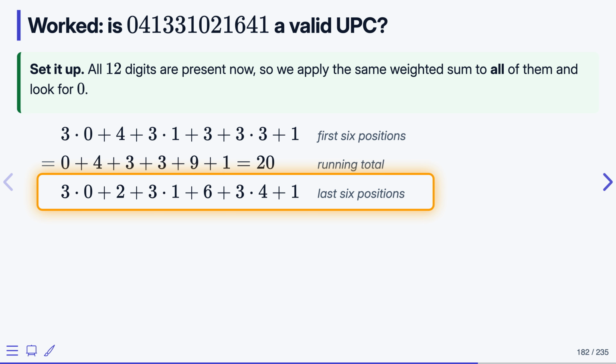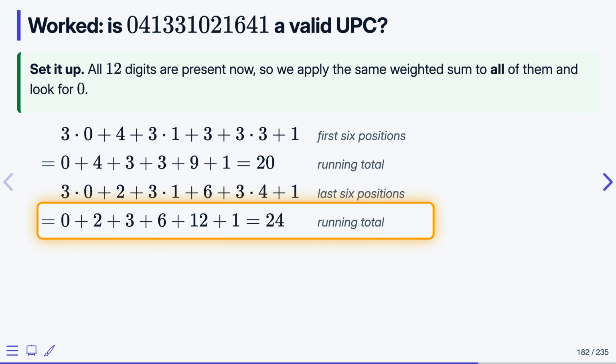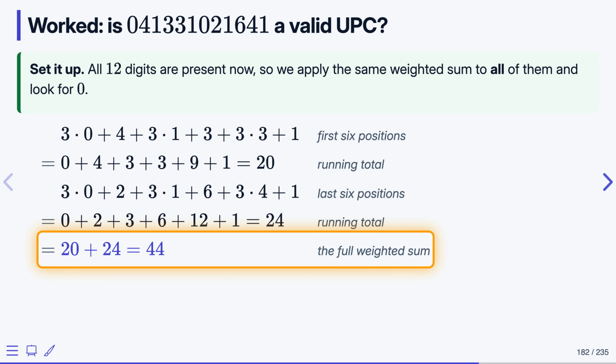Step 2, last 6 positions. 3 times 0 plus 2 plus 3 times 1 plus 6 plus 3 times 4 plus 1. Step 3, work them out. 0, 2, 3, 6, 12, 1. That adds to 24. Step 4, add the halves. 20 plus 24 is 44.